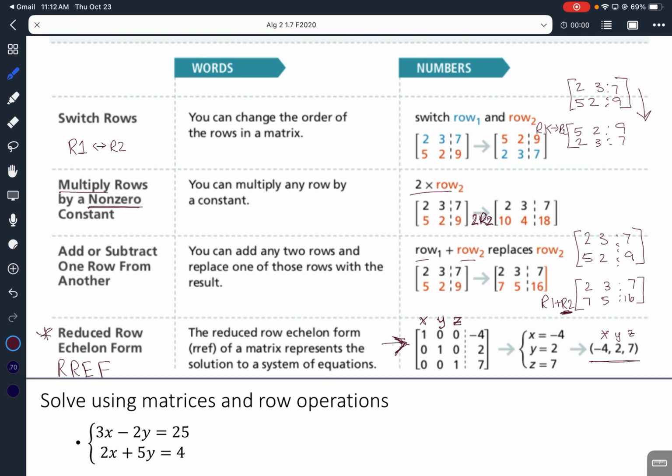Okay, so these are the things we are going to do to change a matrix from the starting point down to reduced row echelon form.